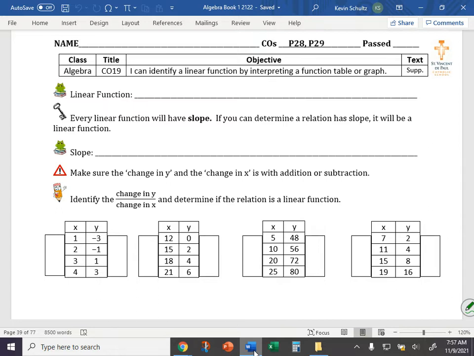So we've talked about a function before, right? We had function notation. We looked at how you can tell whether or not a relation is a function. A linear function is a special type, because if you were to flip back to CO17, where we were given coordinate planes and there was this graph, we said that was a function because if you were to put a bunch of vertical lines through it, it would only touch the graph once. But that is not a linear function.